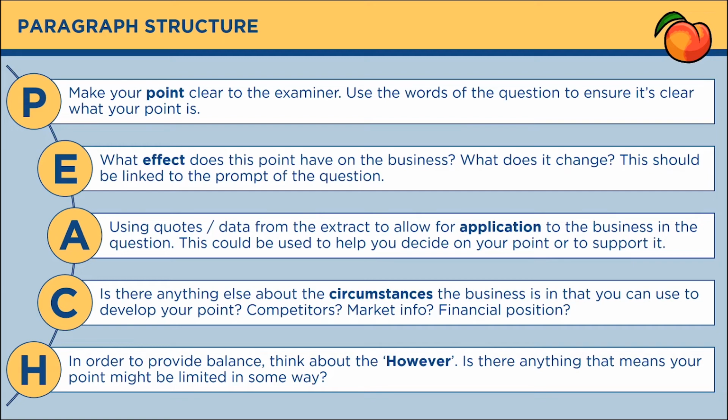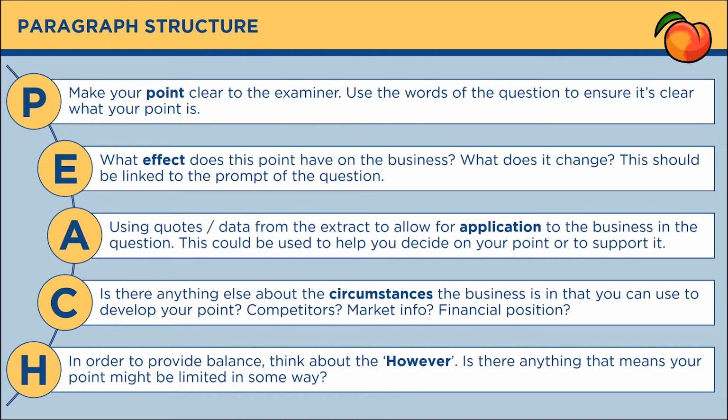The C is circumstance. So think about, is there anything else about the circumstances that the business is in that you can use to develop your point? Anything you might know about competitors, market information, financial position? This is probably the hardest one to get right consistently, and you might find that sometimes you don't have a good circumstance point, in which case, hope that your point, effect, and application have been strong enough that you don't need it. But this is where you'd use your general knowledge about business. This is where you'd use any information that's in the extract that maybe isn't already being used in your application, but you can use to support your answer, because it talks about maybe the wider position of the business.